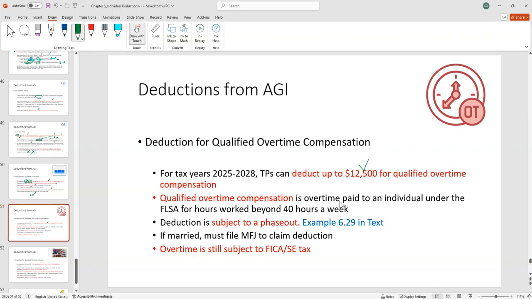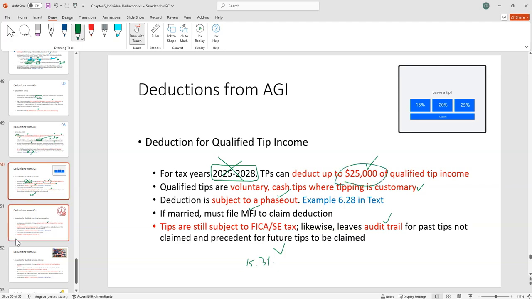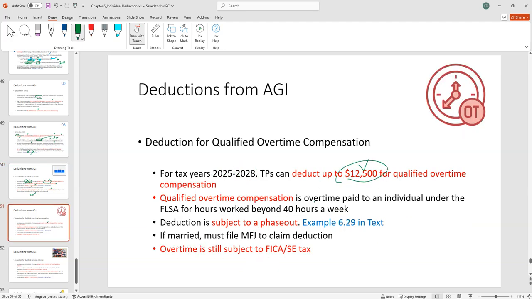Similar thing for overtime compensation, up to 12.5. So you can note 25, 12.5, these aren't inflation adjusted. Similar thing, it has to be qualified overtime. There's a phase out. You have to do MFJ, still subject to tax on there.